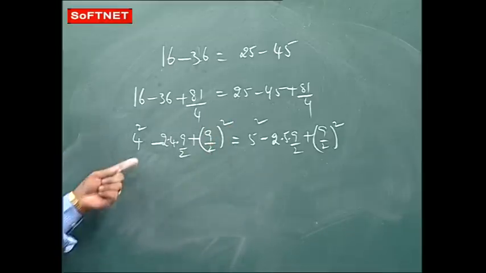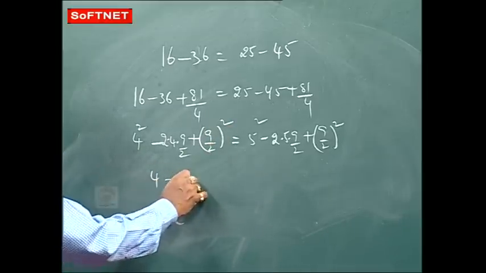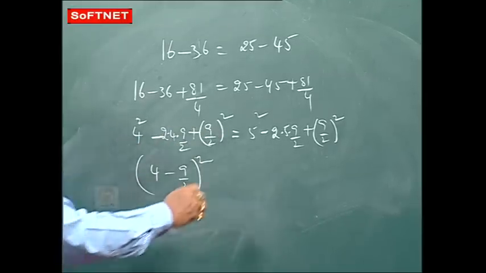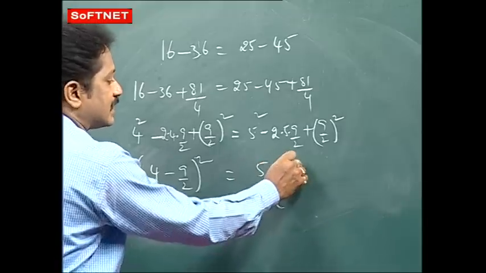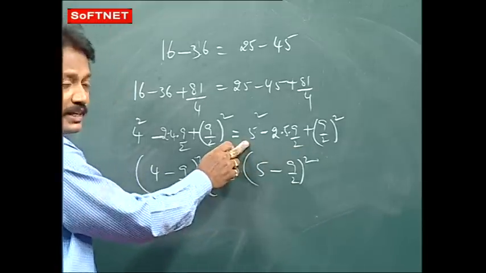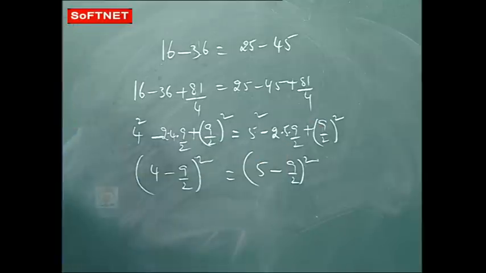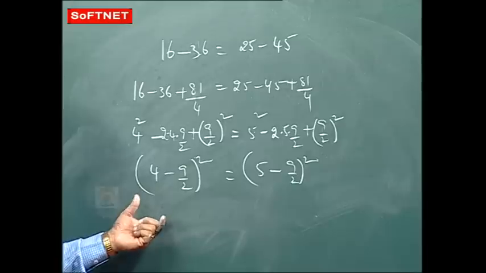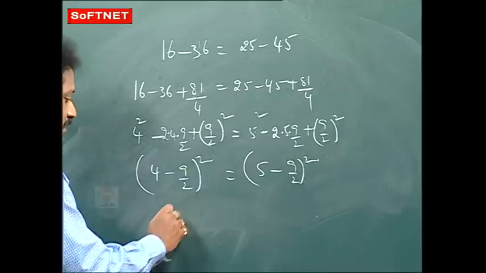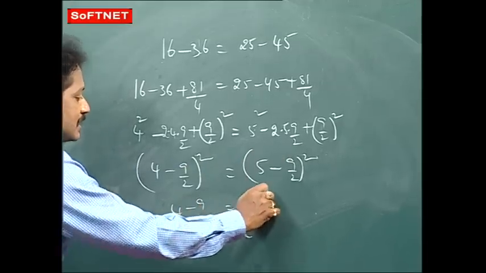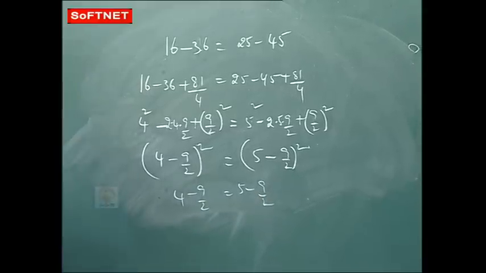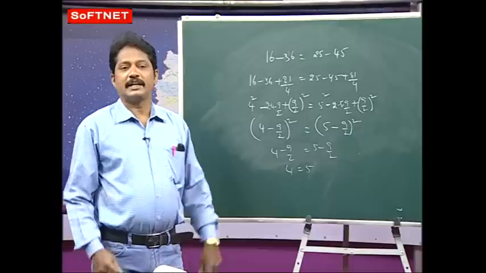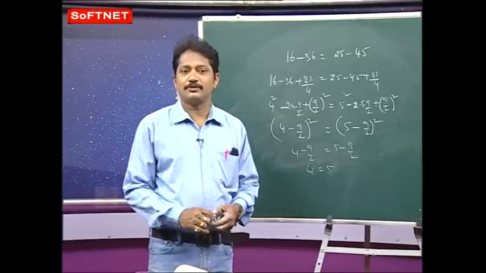Correct? Okay. Now I am going to use the same form: 4 minus 9 by 2 whole square, because a square minus 2ab plus b square, and this one, 5 minus 9 by 2 whole square, is also the same, a square minus 2ab plus b square. So it is in the form of 4 minus 9 by 2 whole square, and in the form of 5 minus 9 by 2 whole square. Now I am removing the squares on both sides. 4 minus 9 by 2 equals 5 minus 9 by 2. Then I am removing 9 by 2 on both sides, then 4 equals 5. So you can say 1 equals 2, 3 equals 4, 4 equals 5, all numbers are the same.